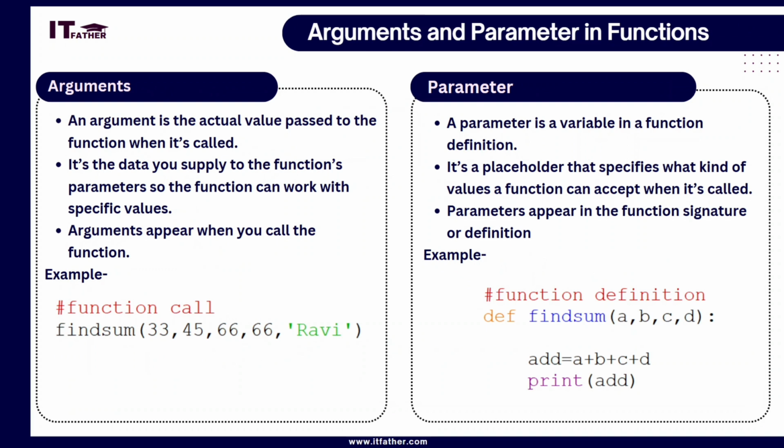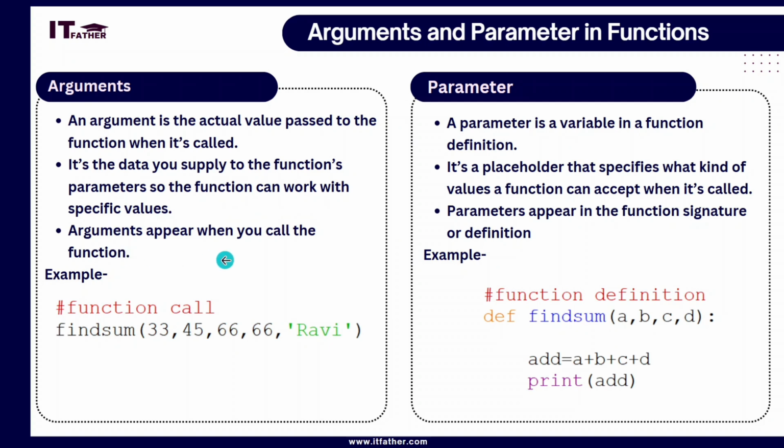Next we have to understand what an argument is. In simple language, an argument is a piece of information passed to the function while calling. Means when we call the function, at that time any information we pass, whether it is numeric, string, float, list, tuple, anything we pass inside the function call, inside the parentheses, that is a function argument. It is the data you supply to the function's parameters so that the function can work with specific values.